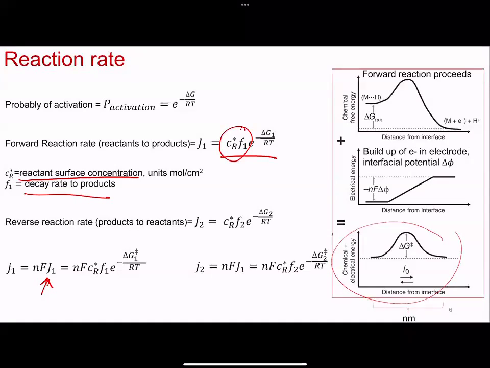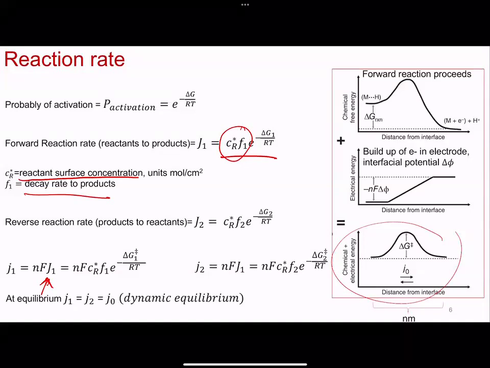Okay, all right. So then you have current density, right? At equilibrium, the forward reaction equals the backward reaction. That's your J naught. So if you read fuel cell literature and you see J naught, that's what it refers to.